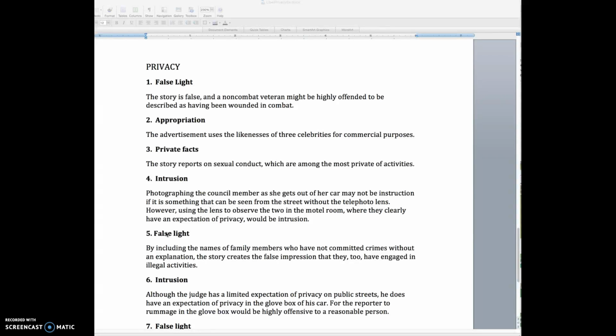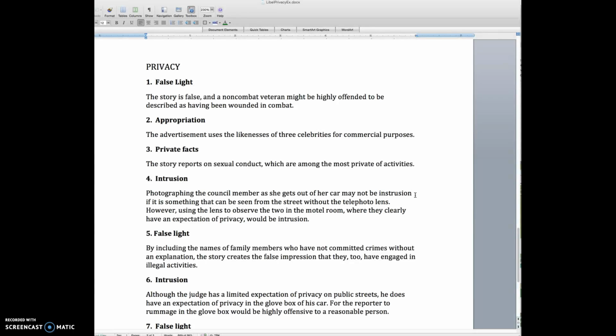Photographing the council member as she gets out of her car may not be, actually it should be intrusion, not instruction. Pardon me a minute. It may not be intrusion if it is something that can be seen from the street without the telephoto lens. However, using the lens to observe the two in the motel room, where they clearly have an expectation of privacy, would be intrusion. So again, if you're having to use some extraordinary means or technology to see something that the average person wouldn't normally see, then that certainly would be intrusive.